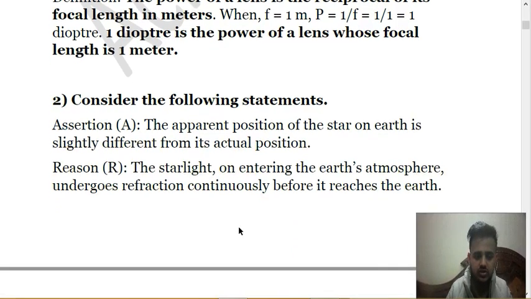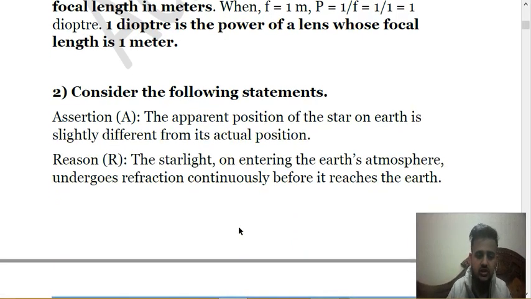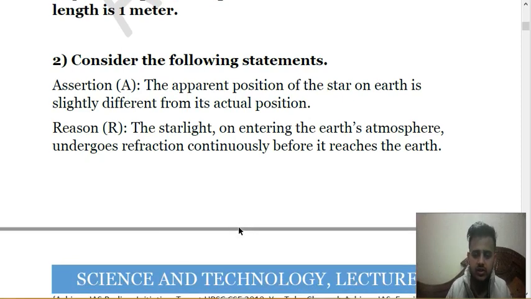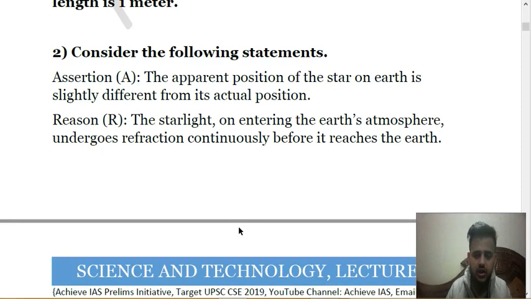The second question is, consider the following statements. Assertion: the apparent position of a star on earth is slightly different from its actual position. Reason: the starlight on entering the earth's atmosphere undergoes refraction continuously before it reaches the earth. We have to choose whether the assertion and reason are true, and whether R is the correct explanation of A.